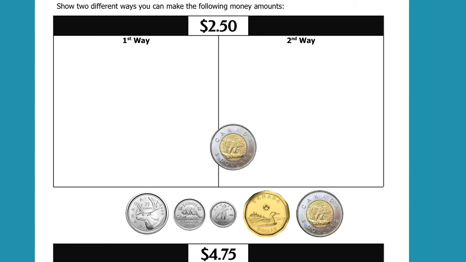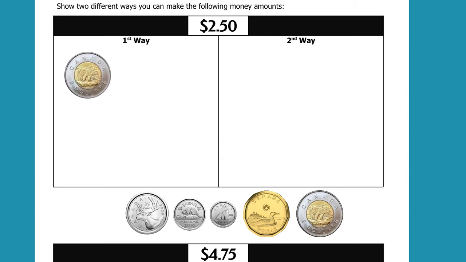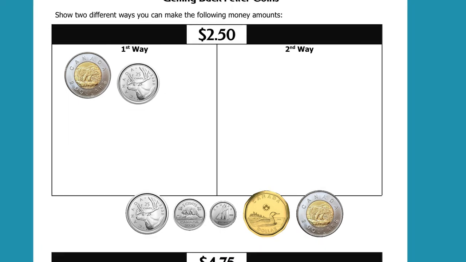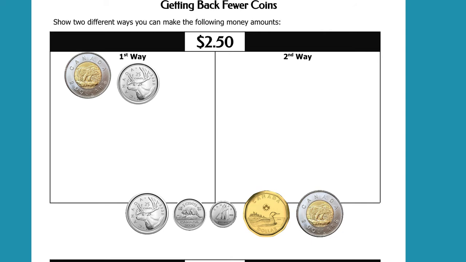The first one I think of is using a toonie for my $2, and then 2 quarters. All right, so now we've got our 2 quarters there.